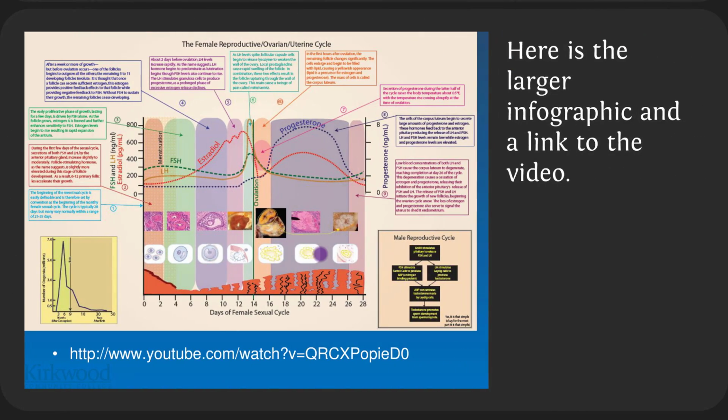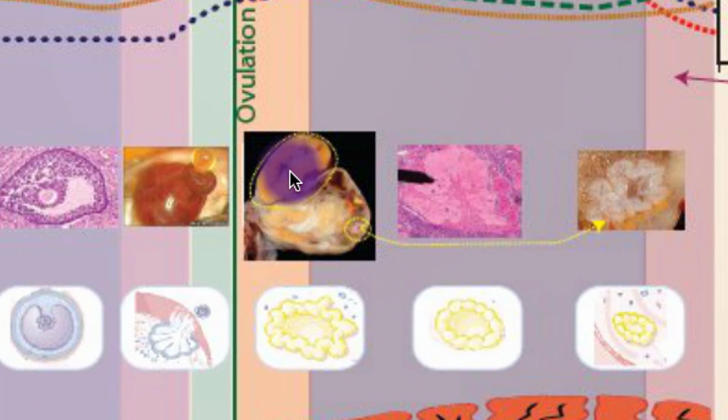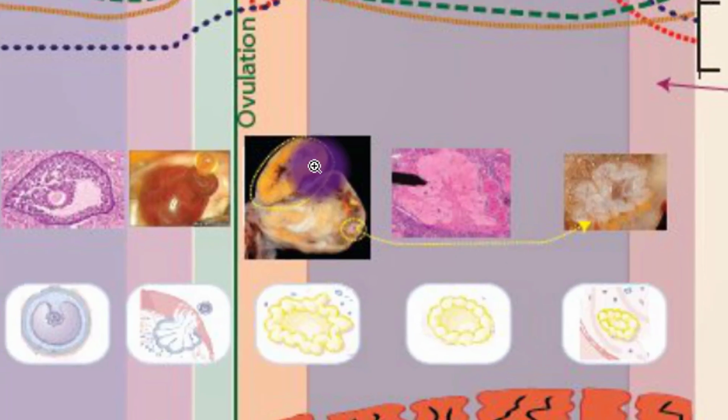Here's the larger infographic and a link to the video. Here I'd also like to point out that this is the corpus luteum, and it's almost the size of the whole ovary, and it's very yellow because of the cholesterol.